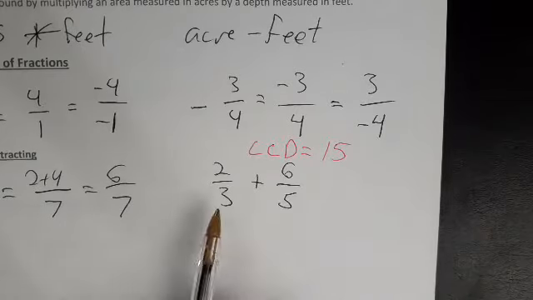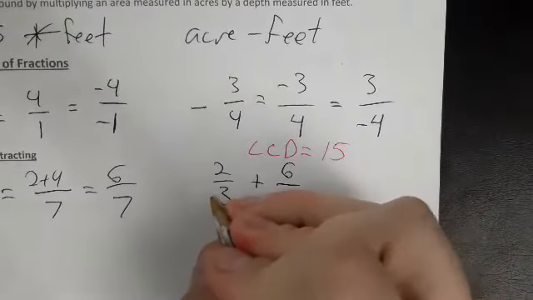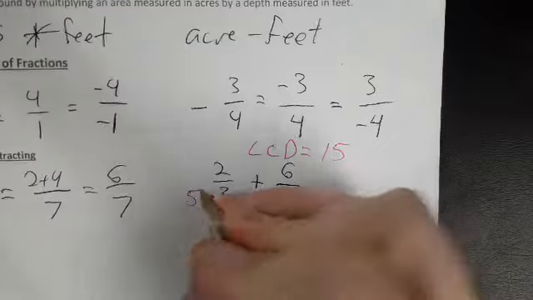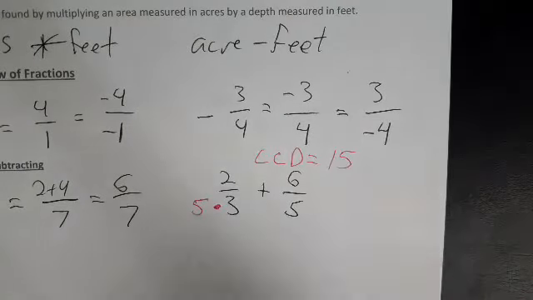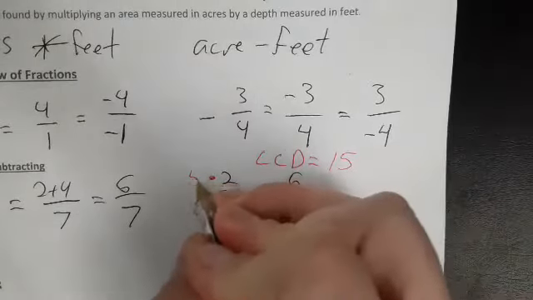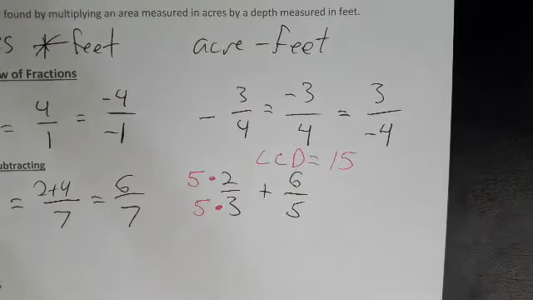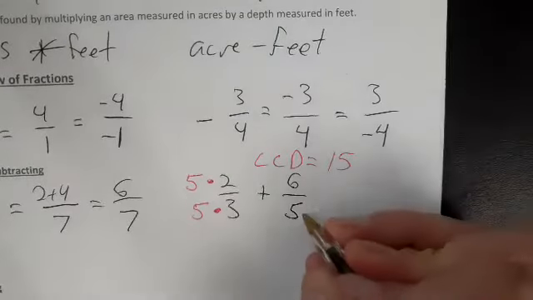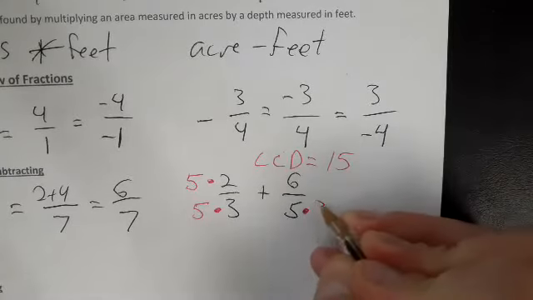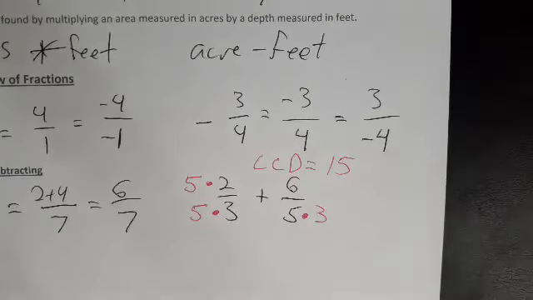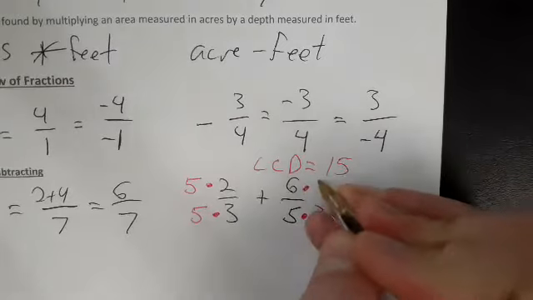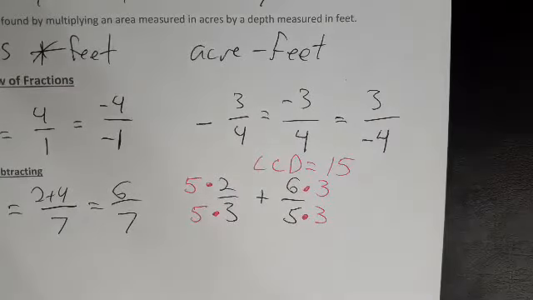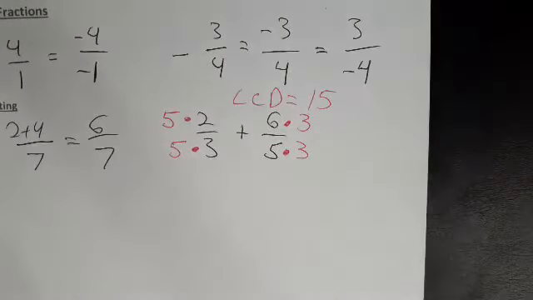We want to make 3 into 15. How do we do that? We have to multiply this by 5. And if we do it to the bottom, we're not trying to change this fraction, we're just trying to write it in a different way, so we have to multiply the top by 5 as well. Here I want to make this 15. How do I make 5 into 15? I have to multiply this by 3. And if I do it to the bottom, I also have to do it to the top because I'm not trying to change my fraction. I'm just trying to write it in a different way.